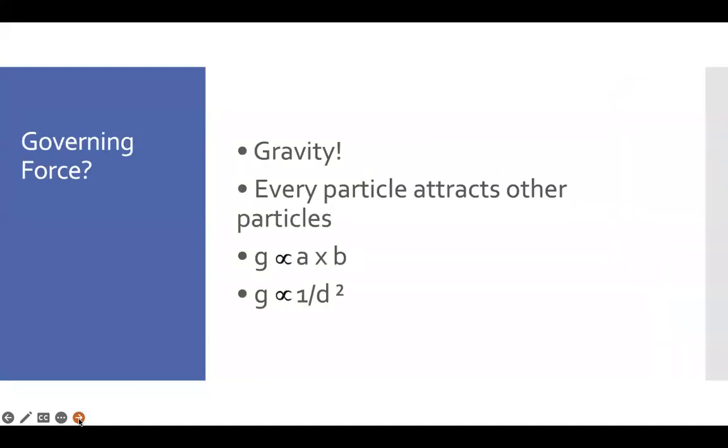And the governing force that we're going to look at a certain amount in this class, especially when we talk about energy, is gravity. And gravity, the equation, which I didn't write here, gravity is equal to the universal gravitational constant multiplied by the product of the masses of the two objects, and then divided by the square of the distance between the two objects.